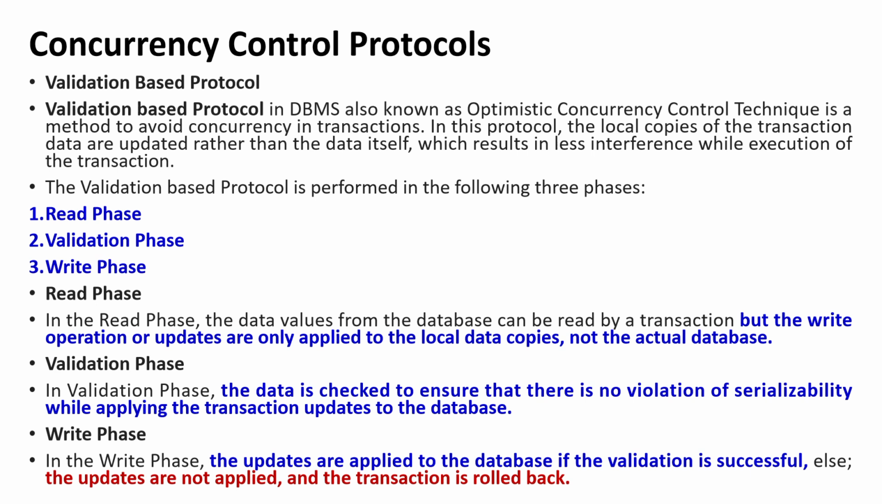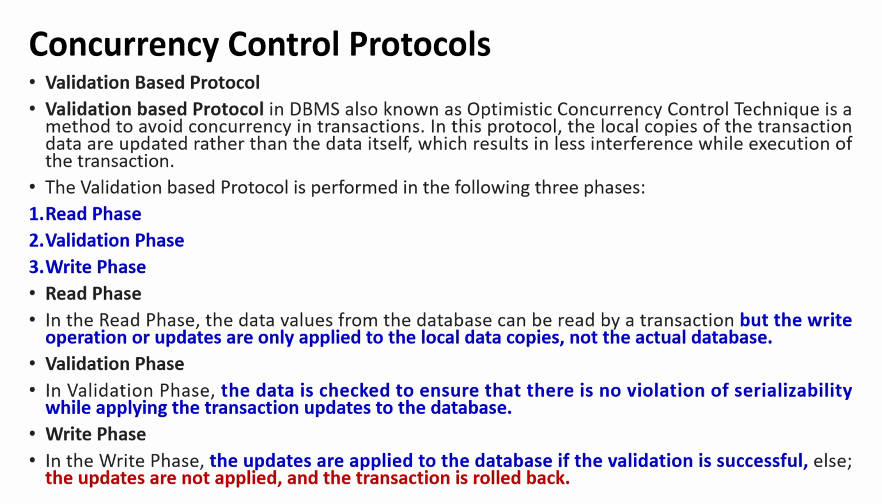Validation-based protocol in DBMS, also known as the optimistic concurrency control technique, is a method to avoid concurrency issues in transactions. In this protocol, the local copies of the transaction data are updated rather than the data itself, which results in less interference during the execution of the transaction. The validation-based protocol is performed in the following three phases: read phase, validation phase, and write phase.